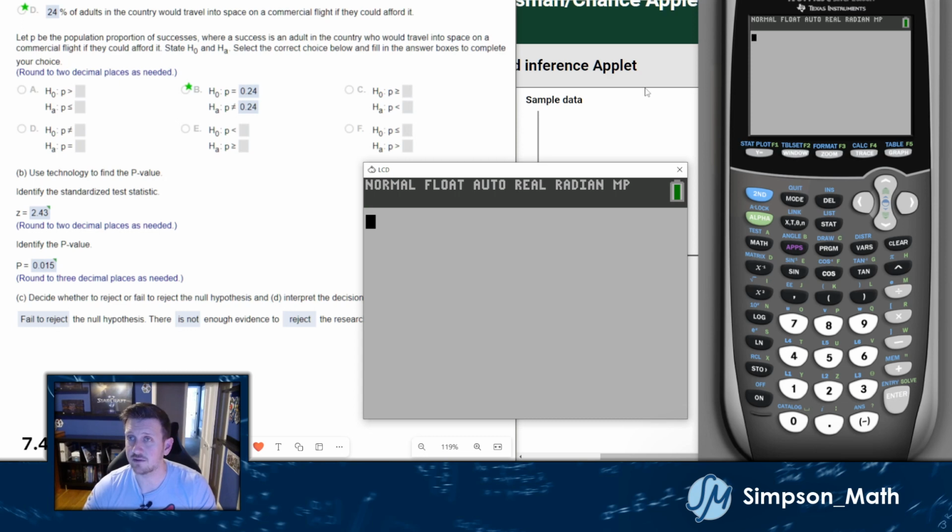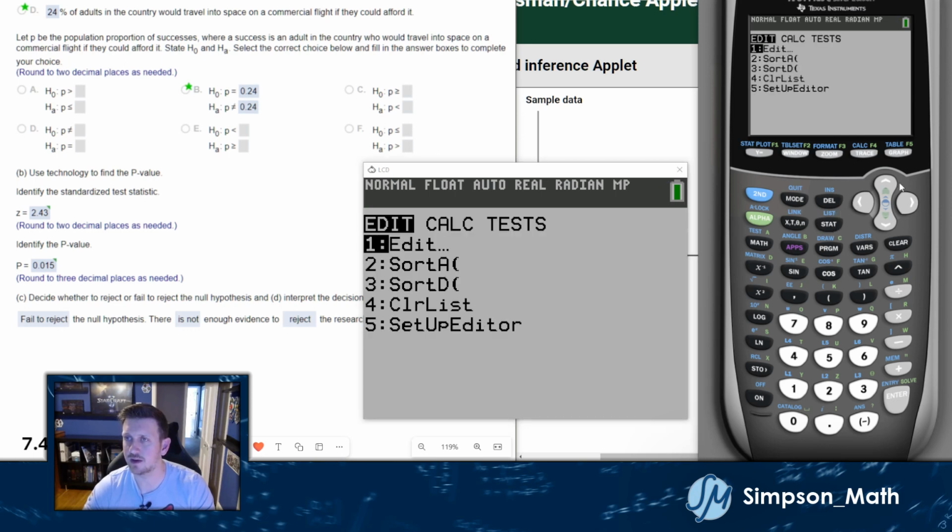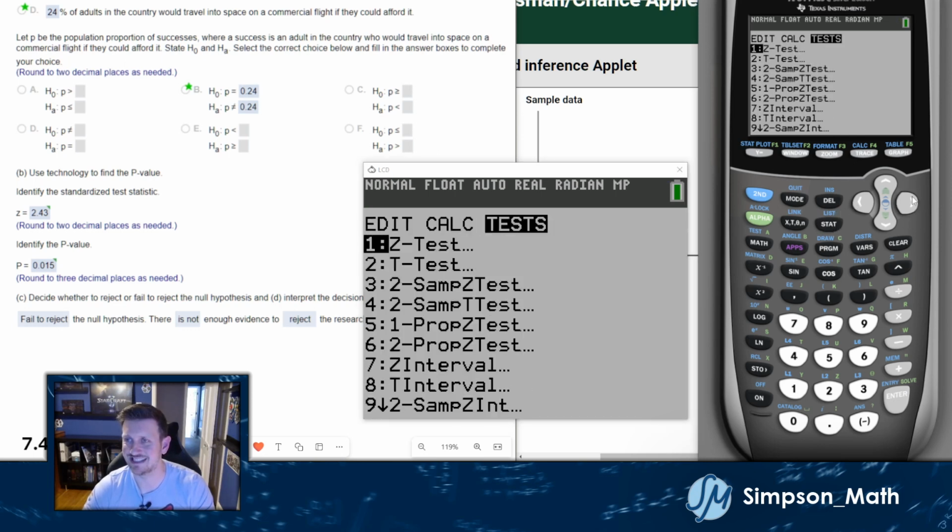Just like how the Rossman Chance applet has tests built in, this does too. So I'm going to press the stat button. Then I'm going to arrow over to tests. Here is where my intervals and my tests live. Tests are in the top half. If you keep going, you'll get intervals.